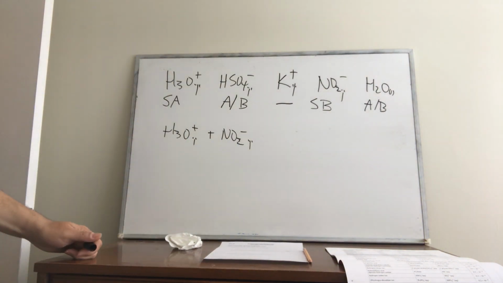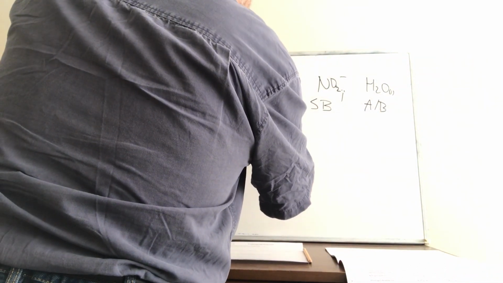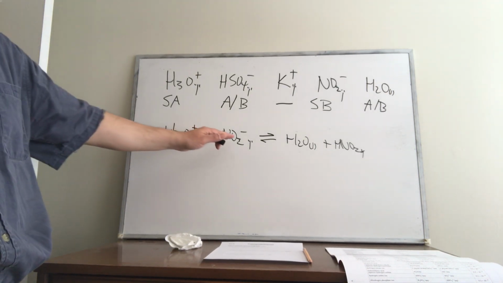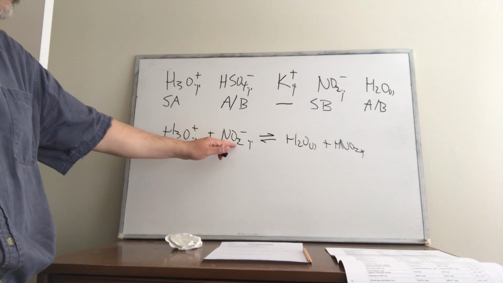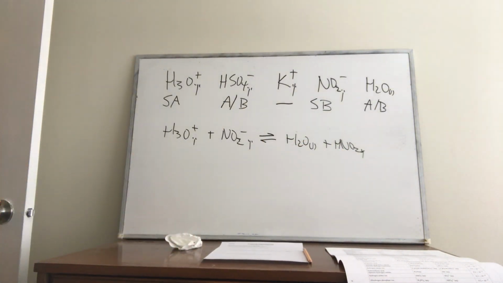Those are my reactants. My products, and I'll write in my double-headed equilibrium arrow, will be H2O, liquid, and HNO2, aqueous. So my reaction is the strongest acid donates 1 proton to the strongest base, and our products are water and HNO2. Now, we need to determine the extent of the reaction.